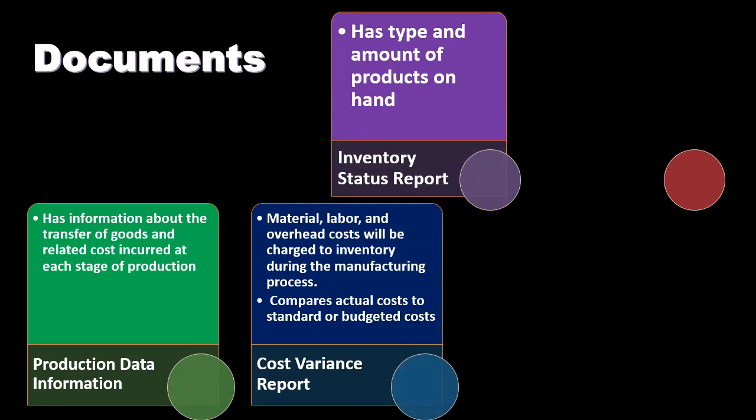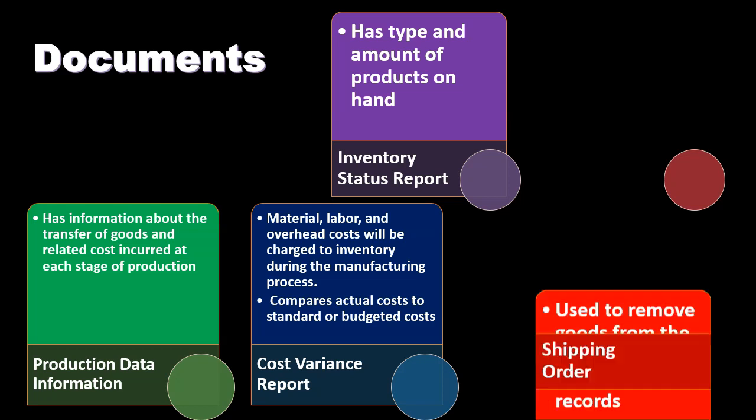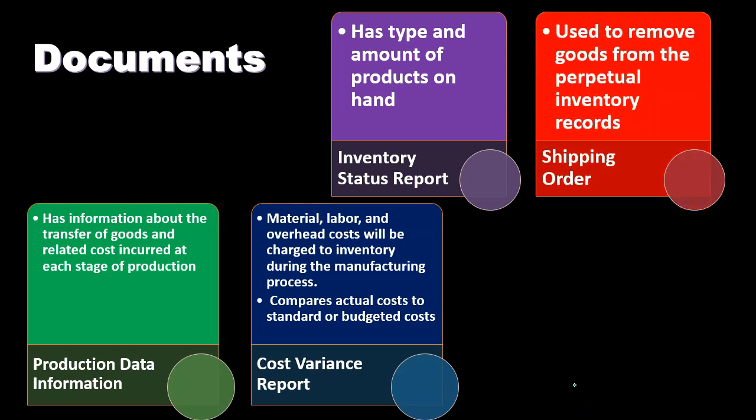And then we have the inventory status report. It has the type and amount of products on hand. And then the shipping order, used to remove goods from the perpetual inventory records. So when we think about the shipping order, we're thinking about the orders that are basically going out. If it's going out, possibly we sold it, and therefore it's no longer something that should be on our books. Therefore, this is going to be the form that triggers the transaction that's going to be removing it from typically the inventory on the business's books.